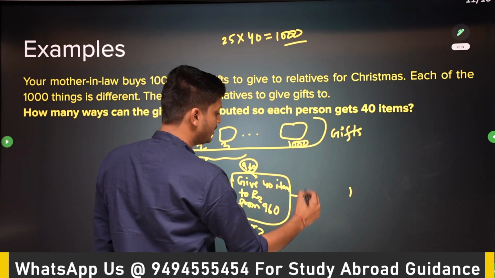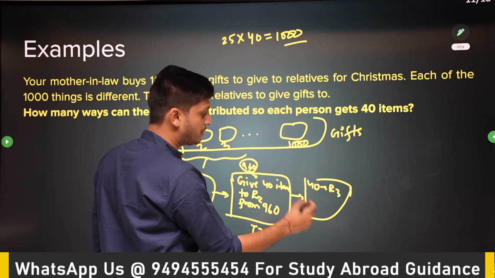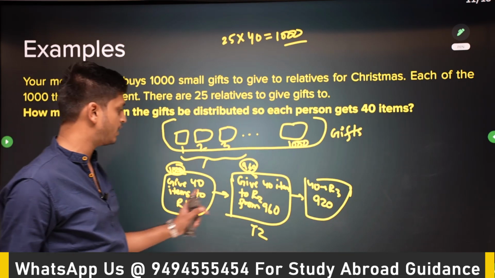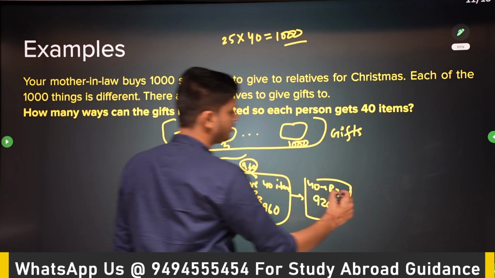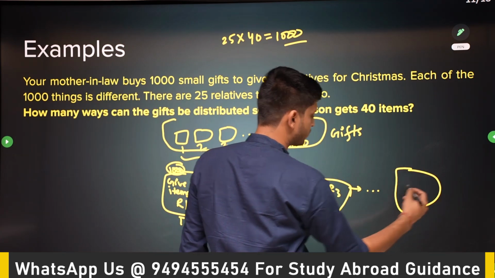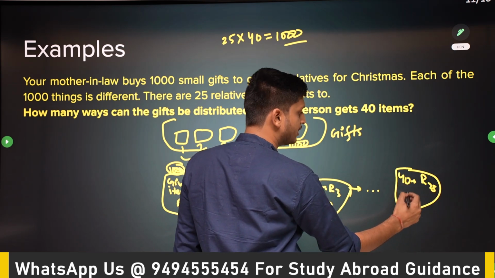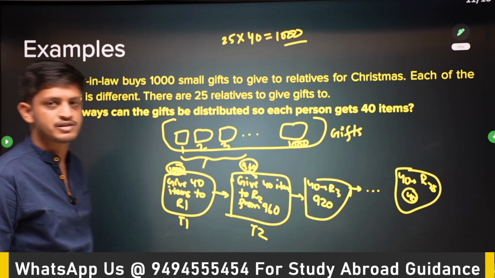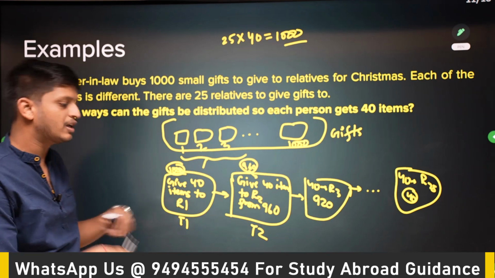And the third task will be to give 40 items to R3, the third relative, but now you are left with only 920 items, since you have already consumed 80 items, 40 here and 40 here. So from the remaining 920, you give 40 to R3, and so on. For the last relative, the 25th relative, you will be left with 40 items only, so you have to give the remaining 40 items to this relative. There is only one way to do that: just give the last 40 gifts to the 25th relative. In this way, I am counting all possible options.